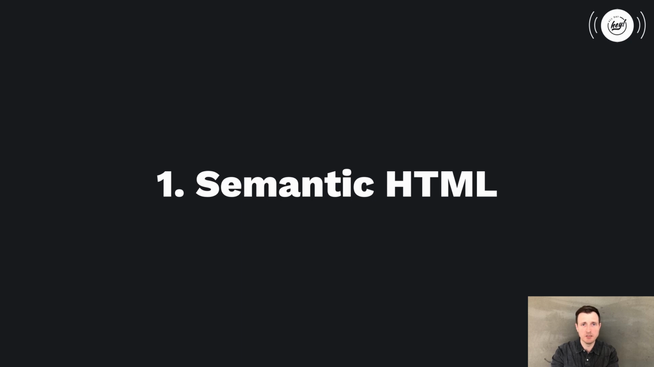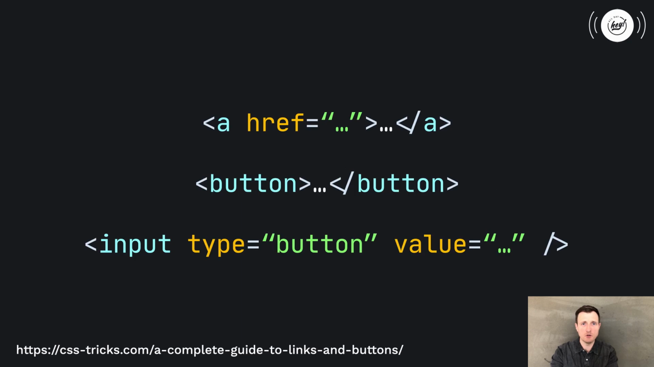We've known that for a long time, but this is especially important when it comes to interactive elements, meaning no more clickable divs or clickable spans. We should always use one of these three elements when it comes to buttons: the anchor element, the button element, or the input element with a type attribute of either button, reset, or submit. Now, which one to choose depends on the functionality of the button and the context in which it exists.